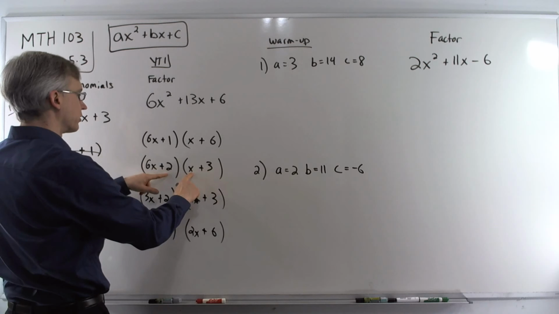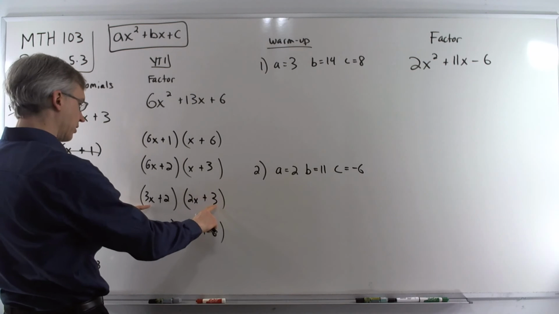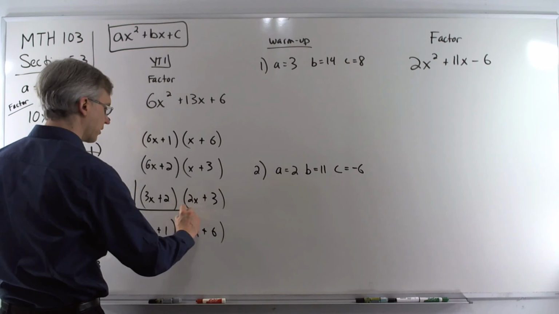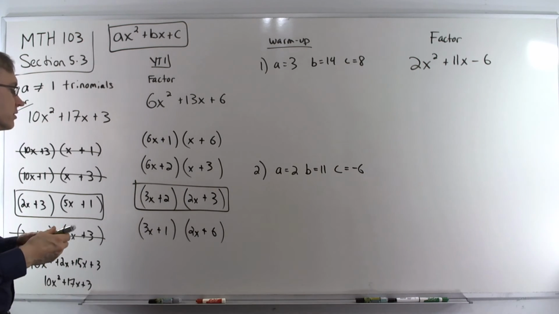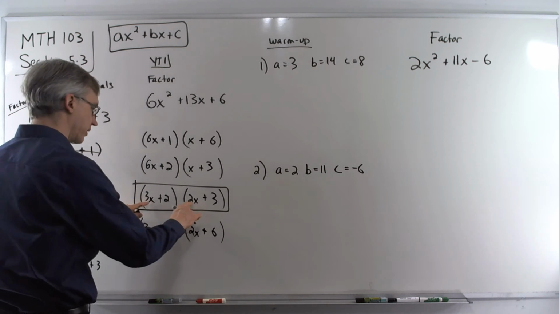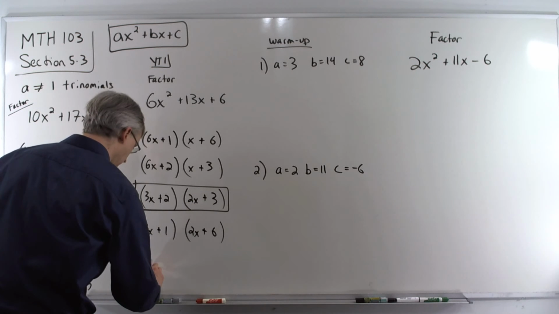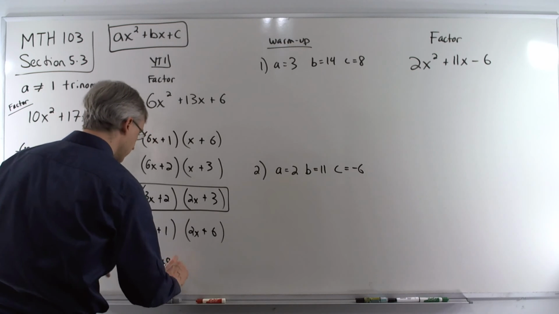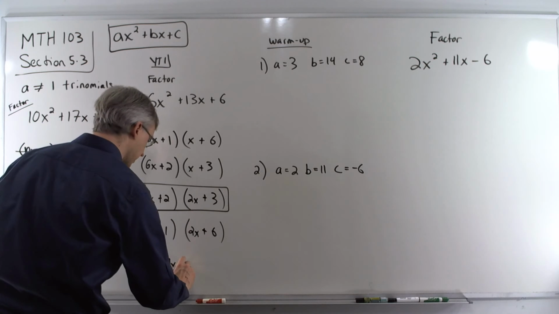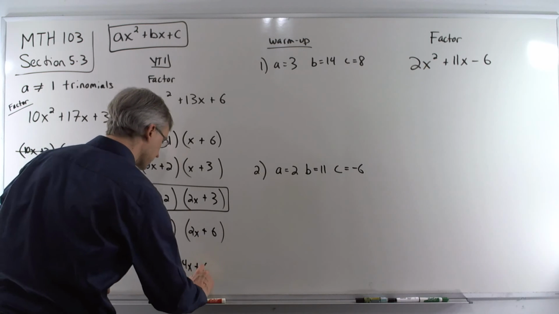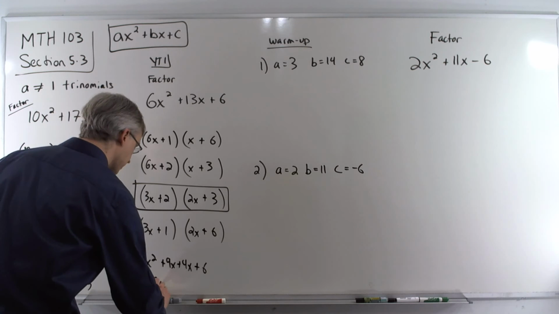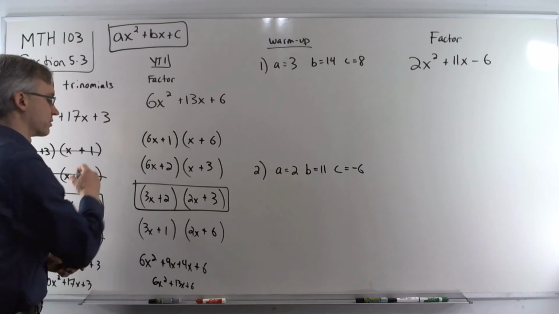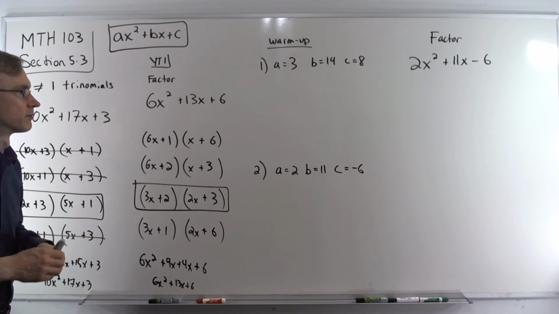Here we get 18x, 2x, that's 20, so that doesn't match. Here we got 9 and 4, that's 13. So there is our factorization. All right, let's FOIL just to make sure. 3x times 2x is 6x squared. 3x times 3, that is 9x. 2 times 2x, that is 4x. And 2 times 3 is 6. Combining like terms, we get 6x squared plus 13x plus 6, and that matches. So that is our factorization.